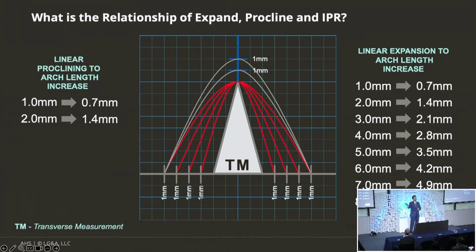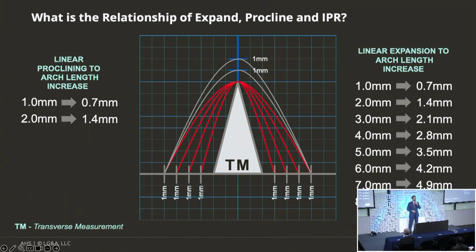Now 5 millimeters of IPR is one thing, but what does it take to get rid of 5 millimeters of IPR? I could say 4.9 if you want an easy question. What does it take to get rid of 4.9 millimeters of IPR? Oh, 4.9, I can see 7. Now 7 could be 3.5 on each side, right? But we haven't touched procline yet, have we?